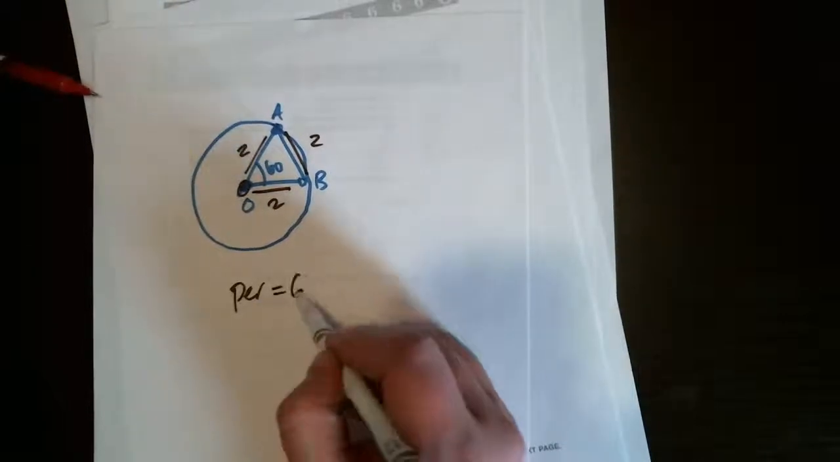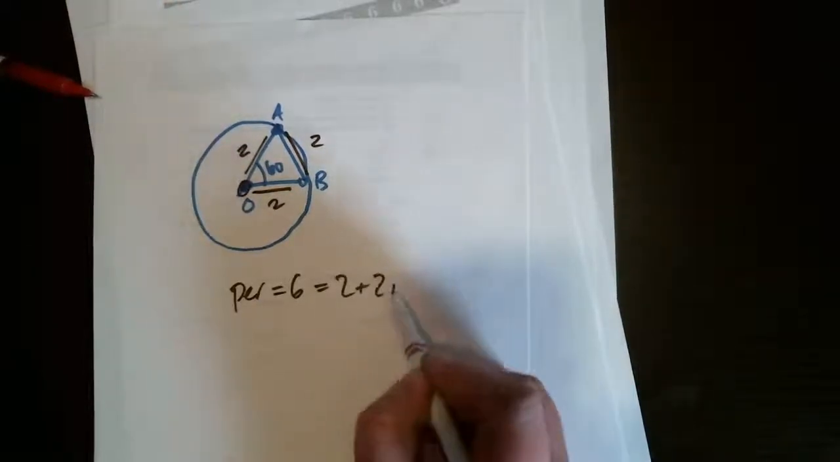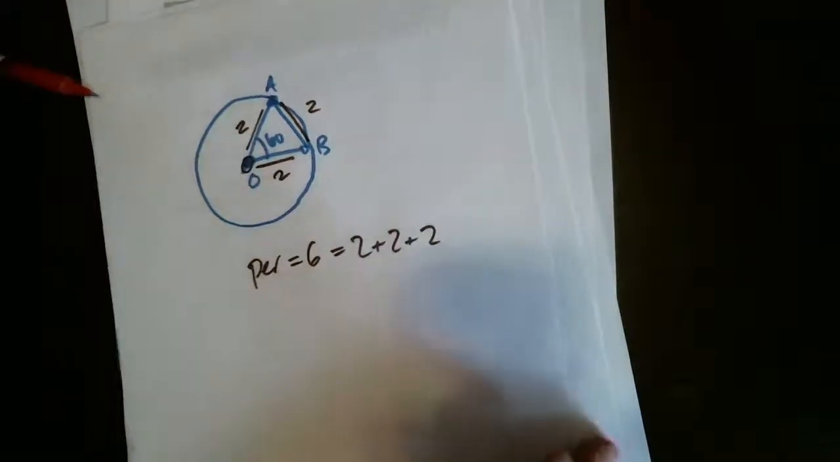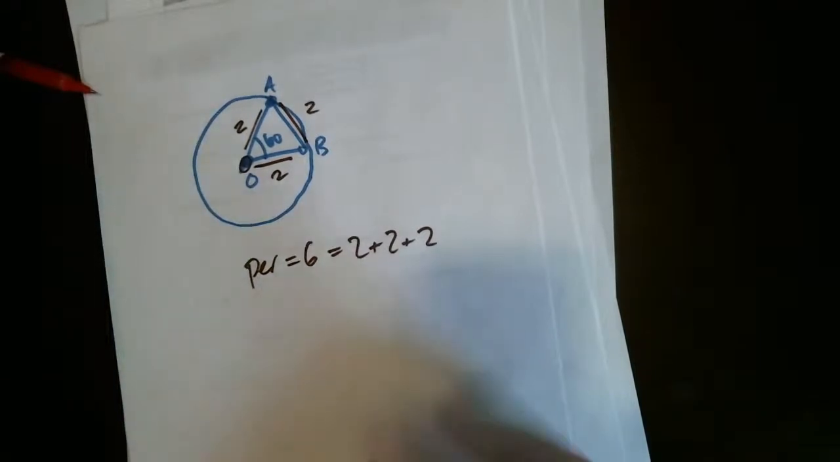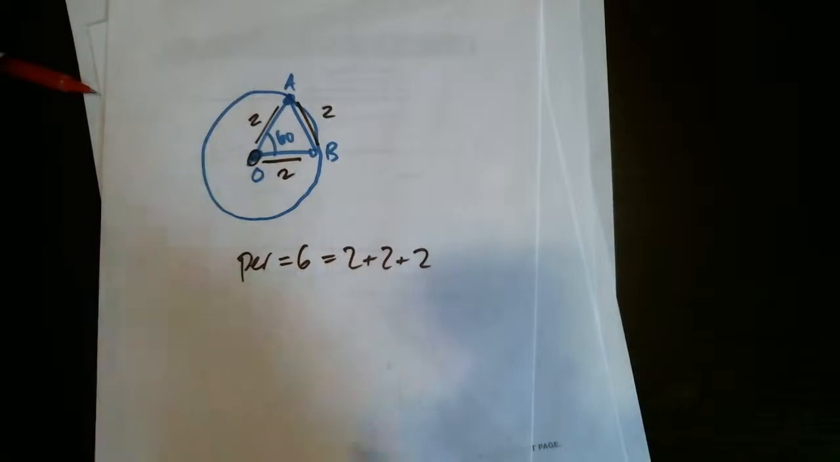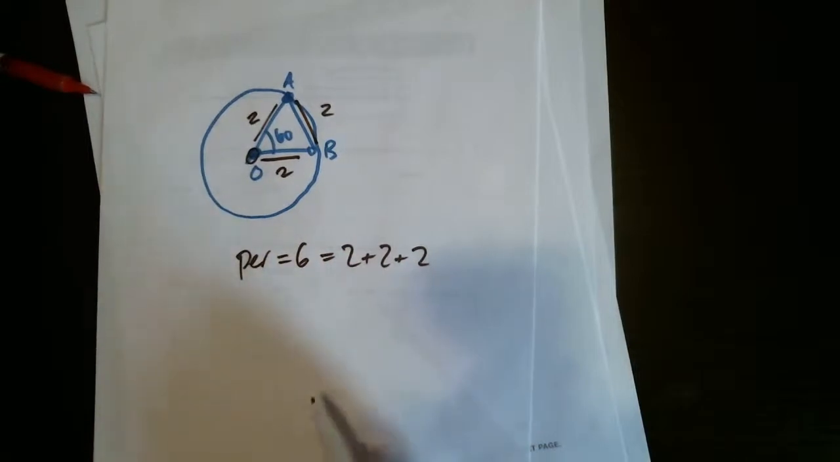Perimeter equals 6 is 2 plus 2 plus 2. Okay. So we're just adding up all the sides. Yeah. And then that tells us the radius is 2. Now that's not like a proof that the radius is 2, but you don't need it.